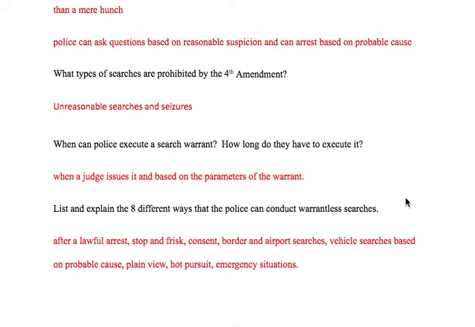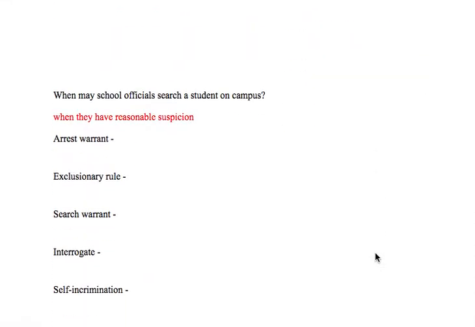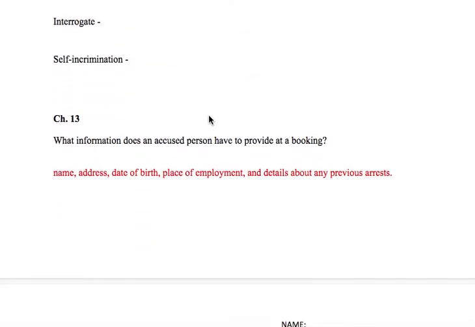So maybe you see something in the car, like a weapon of some sort, maybe illegal drugs or a drug sniff, and you can smell drugs. If it's in plain view, if you see something in plain view, you can do that. If you are running from the police, then they can search you automatically. And then if there's an emergency situation, they can probably enter a building, a car, or search just for their safety to help people out. When may school officials search a student? That is when they have any type of reasonable suspicion.